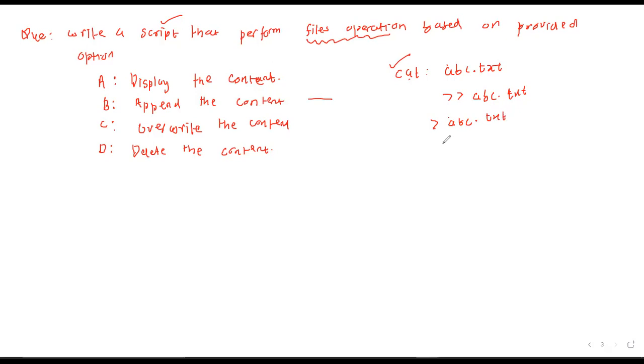Okay, and in order to delete the content, there is one file in our terminal, which is in the dev folder, and the name of the file is null. So we give this path and we overwrite to abc.txt. Okay, so we use this.